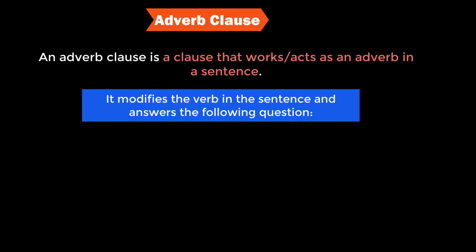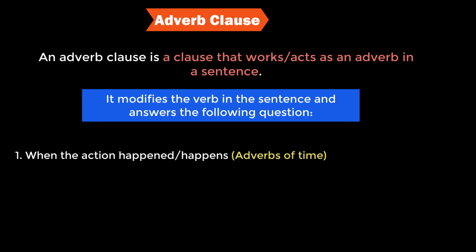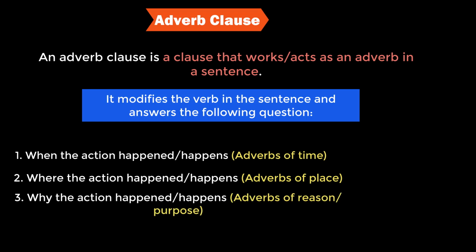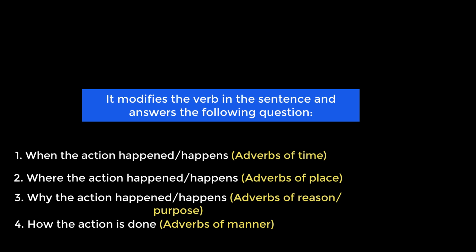So it answers the following questions. When the action happened or happens, this is called an adverb of time. Where the action happened or happens, this is called an adverb of place. Why the action happened or happens, this is called an adverb of reason or purpose. And the last is how the action is done or will be done in future. This is called an adverb of manner. Now let us take some examples and understand how to use it in a sentence.